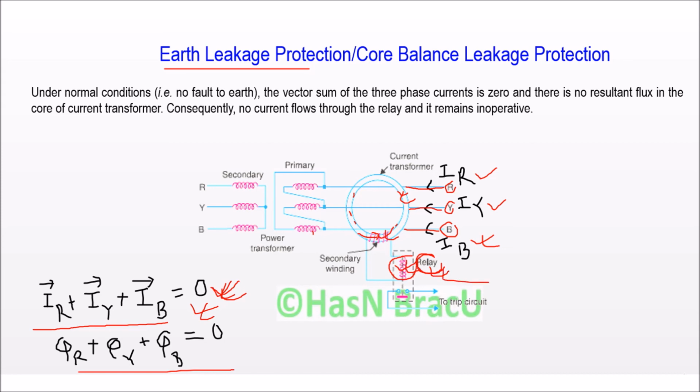For this reason, in case of line-to-line fault, when the fault is associated within the three phases only, there is no grounding involved. So in case of line-to-line fault, we know the sum of the three-phase currents is equal to 0. For this reason, this earth leakage protection relay cannot detect the line-to-line fault.